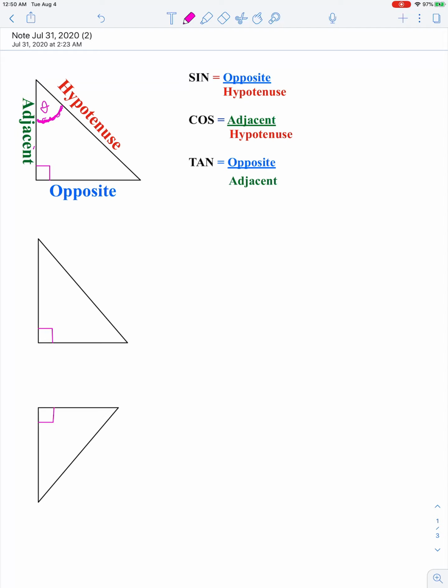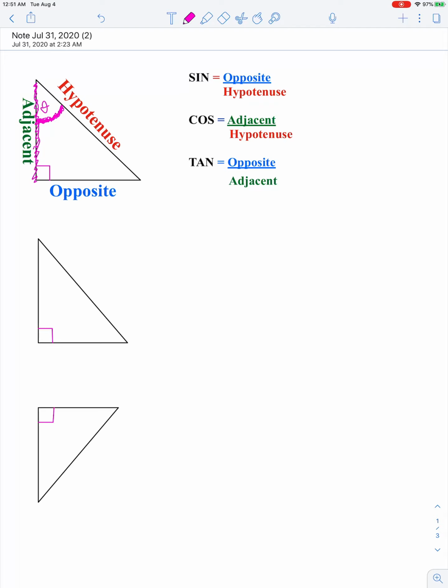When I look here, this is where my angle is. So what I look for is the side that touches the angle that I'm using. And the side that's touching the angle that I'm using, it is my adjacent side. In this case, this side. And if that's my adjacent side, then the other side is my opposite side. Once we figure that out, you're good to go.